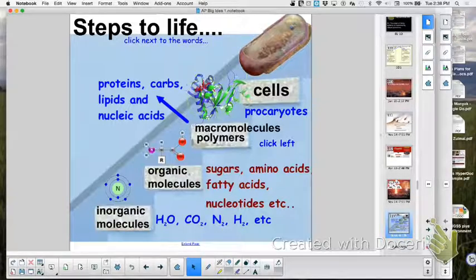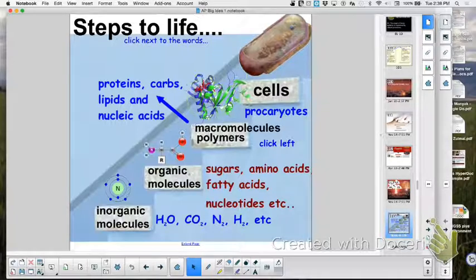Was there evidence of this? Who did an experiment that showed evidence of this within just a matter of a little over a week? Miller. Okay? Miller did that experiment. Oparin is the one who hypothesized it, but Miller had the capabilities to make that happen. And sure enough, he got all of those amino acids and sugars.